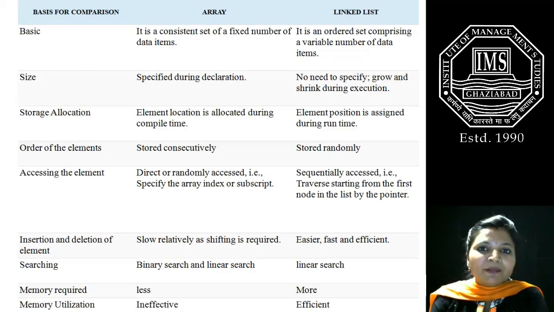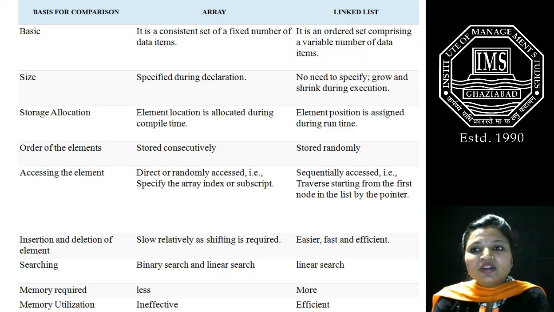So if we compare array and linked list, we have some points. The basic difference is that an array is a consistent set of a fixed number of data items, meaning in an array the data items are fixed, whereas a linked list is an ordered set comprising a variable number of data items.